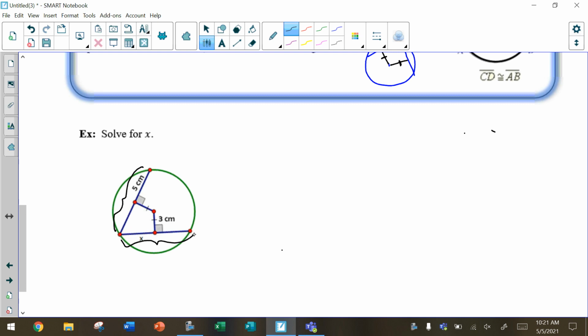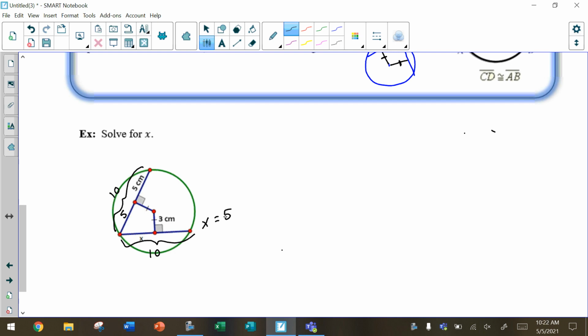All right, so how long is this entire chord? Well, if I extend this, now we're going to combine ideas here. This would be a radius. It's perpendicular. So this entire thing would be 5 plus 5, which means this is 10. And therefore, if it's the same distance to the center, this is the same as that, then this whole thing is also going to be 10, and therefore x is going to be 5.